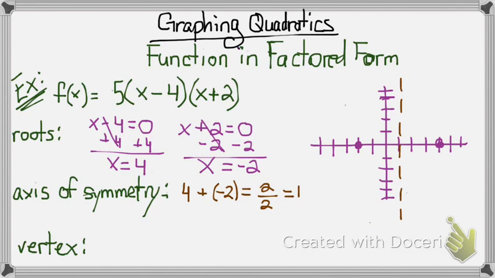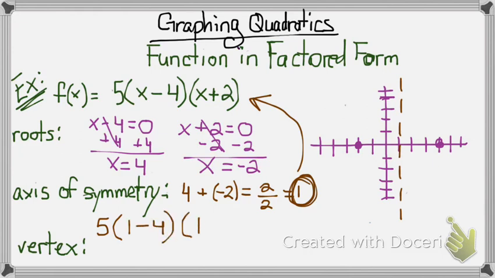All right, the last thing you have to do is find your vertex. In order to find your vertex, you'll take your axis of symmetry, which is 1, and plug it into the original problem everywhere you see x. So in your calculator, you're typing in 5, open parentheses, 1 minus 4, close parentheses, open parentheses, 1 plus 2, again, because you're plugging in 1 everywhere you see x. And when you type that into your calculator, you'll get negative 45.